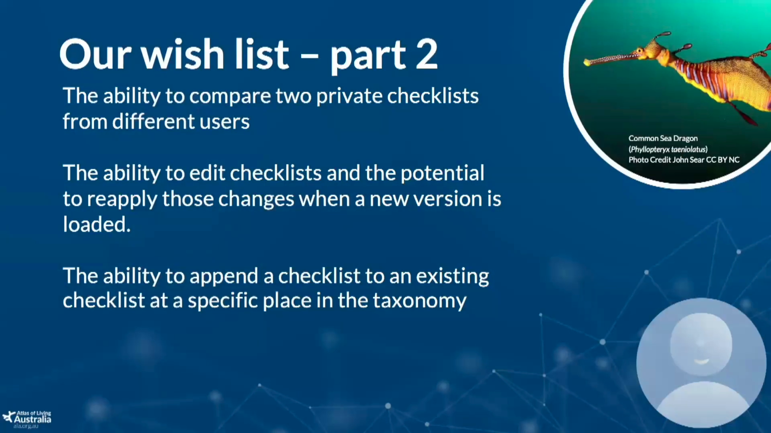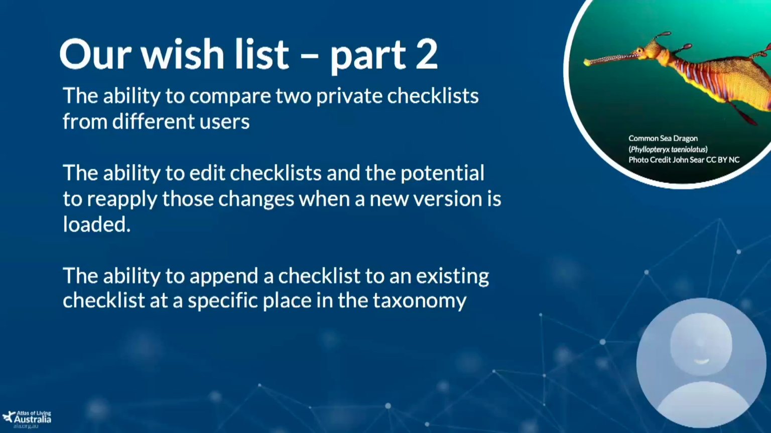So on to the more possibly technically complicated items on our wish list. The first is the ability to compare two private checklists from different users. We're encouraging our data providers to make use of Checklist Bank, and it would be great to compare our version of their checklist to ones that they've uploaded themselves.